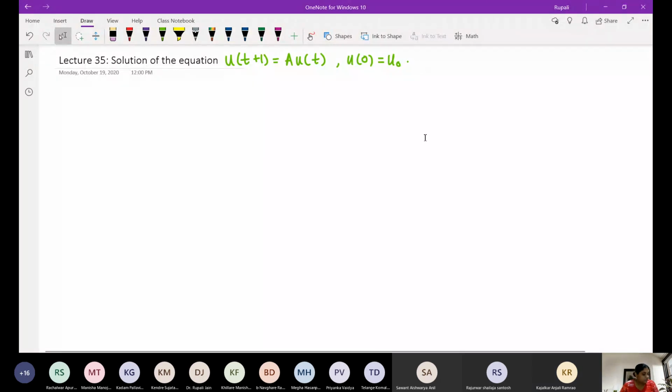Now we will move to the solution of equation 4.4: u at t plus 1 is equal to A u at t, and u at 0 is equal to u0. I think you can see the screen, right? Yes, ma'am.